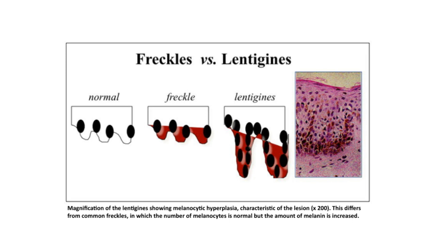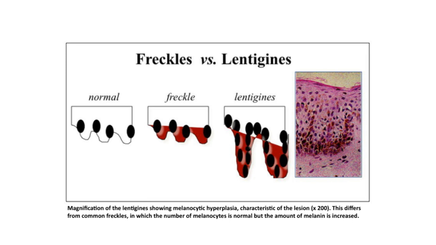In freckles, the number of melanocytes remains normal. What changes is the amount of melanin produced by those cells. In contrast, in lentigines, there's an actual increase in the melanocyte count, which contributes to the distinct appearance and behavior of these lesions. Understanding this difference is key in dermatopathology because it guides us in diagnosis and management.